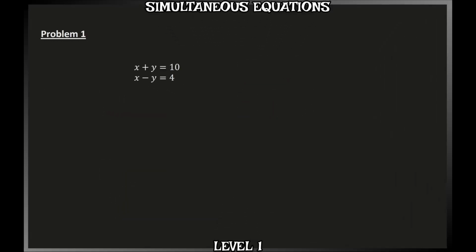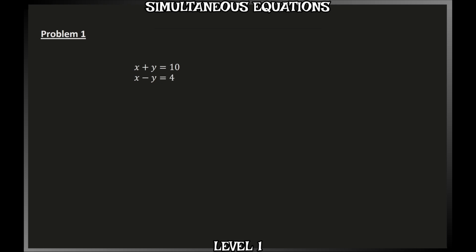In problem 1, we're solving x plus y equals 10 and x minus y equals 4. Now to solve these, what we'd like to do is eliminate one of the variables. So this means we need to either get rid of the x's or get rid of the y's. Now in this equation we have a 1x and a 1x in each of the equations, and so we could eliminate the x's by subtracting, but we also have a 1y and a minus 1y, and so we could eliminate the y's by adding, and the choice is ours.